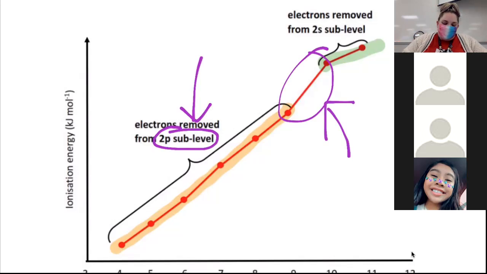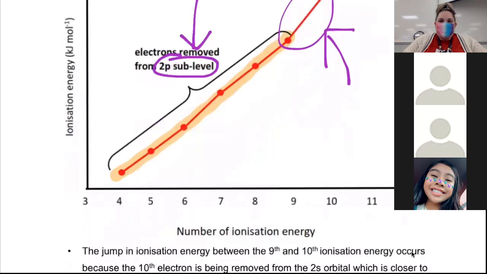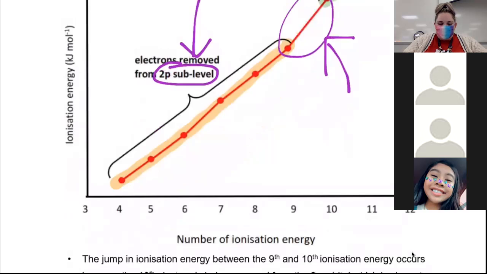So what's happening here is that these 6 electrons are in the 2p sublevel. The 2 that I highlighted in green are in the 2s sublevel. And that jump right there is sort of our evidence that there's a big jump in the energy required.